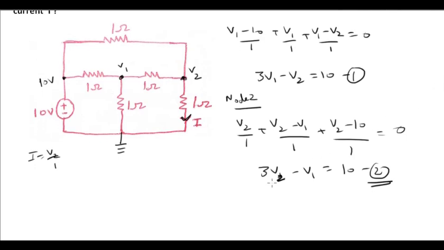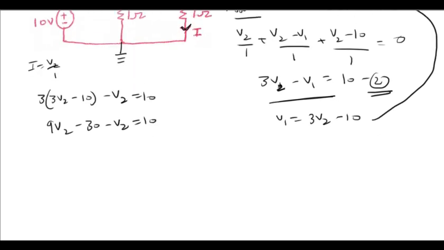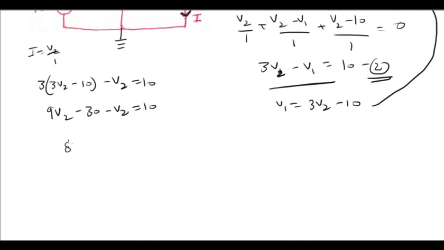For V2 I am substituting the value of V1 from equation 2 into equation 1. I can write V1 is equal to 3V2 minus 10. I am putting this V1 value in equation 1. Now V1 value will be 3V2 minus 10 minus V2 is equal to 10. 3 3s are 9, V2 minus 30 minus V2 is equal to 10. Now 9V2 minus V2 is 8V2, which is equal to 10 plus 30 equal to 40. Now from here V2 is equal to 40 upon 8, which is equal to 5 volt.